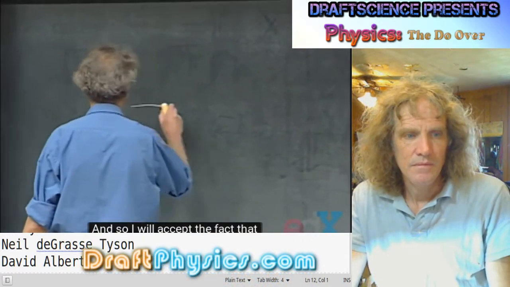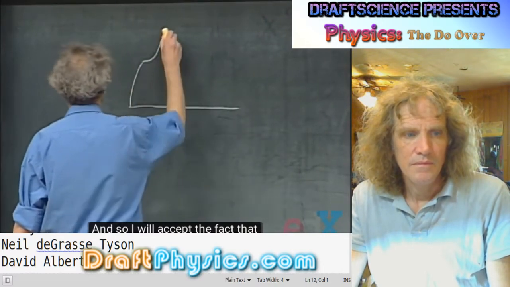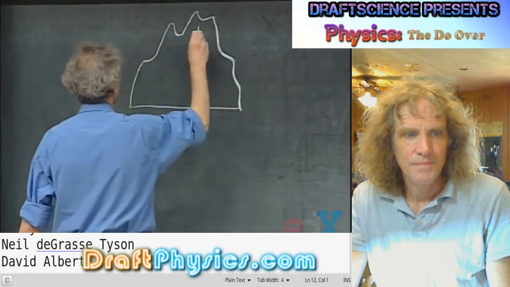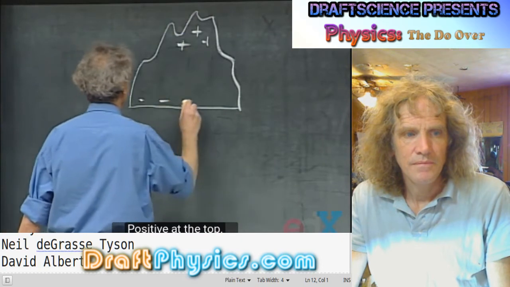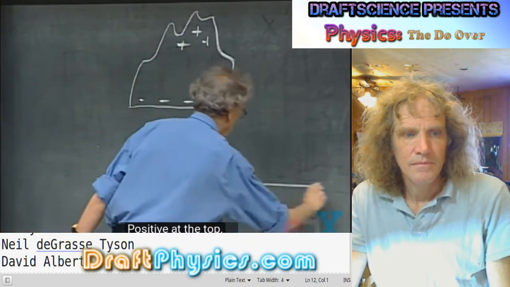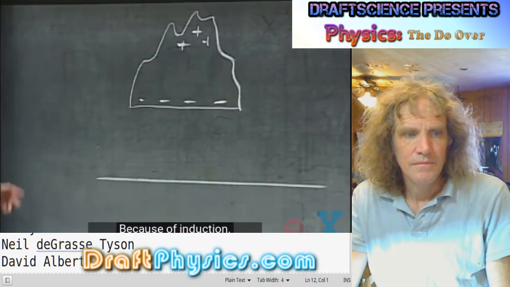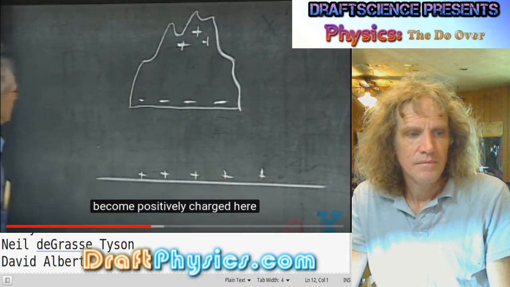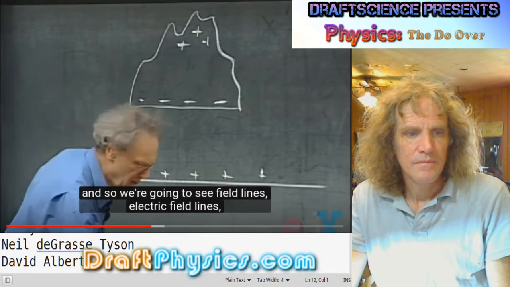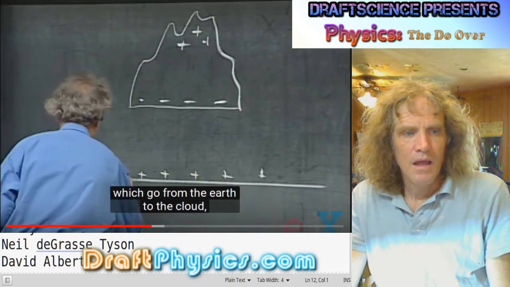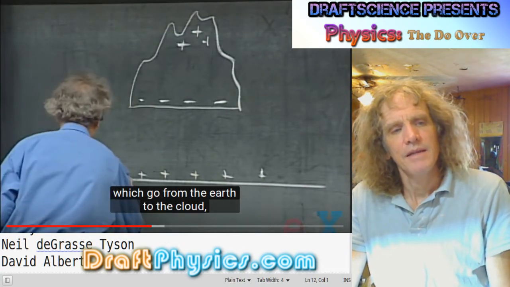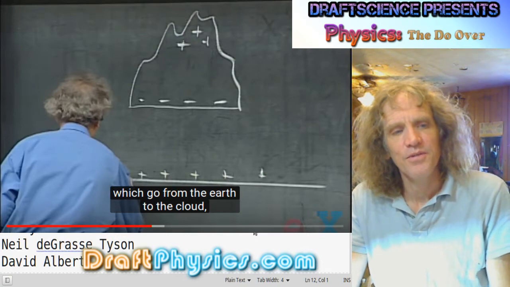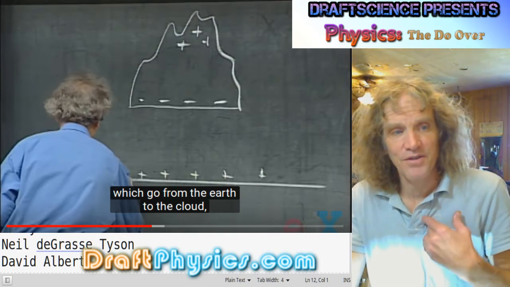And so I will accept the fact that the cloud is going to be charged. This is the cloud, positive at the top, negative at the bottom, and here is the Earth. Because of induction, the Earth will therefore become positively charged here. And so we're going to see electric field lines. You would think this would be something easily detected.